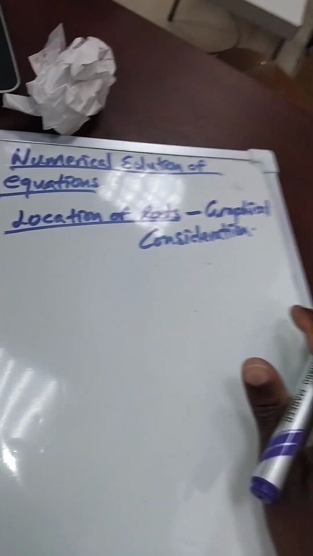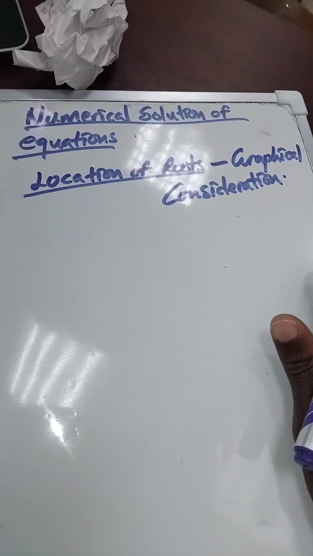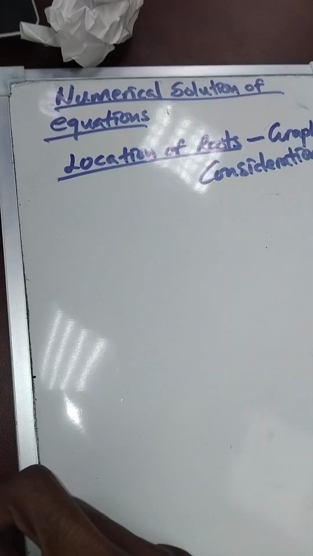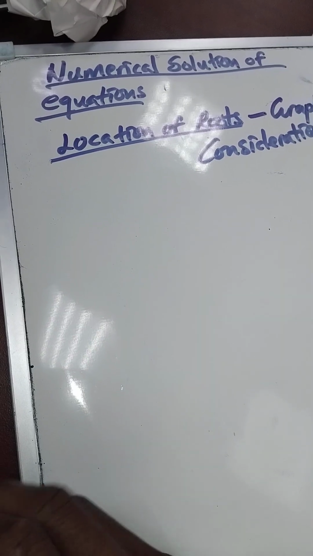Alright, we move on to graphical consideration. For graphical consideration, if there is only one curve, the number of roots is equivalent to the number of times the curve crosses the x-axis.